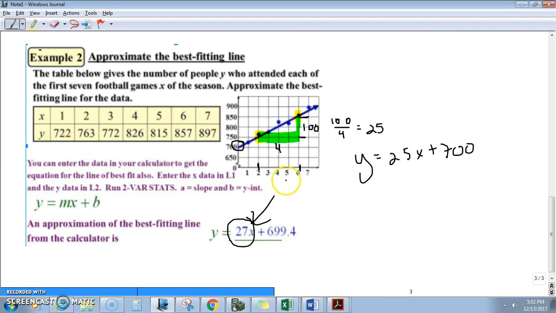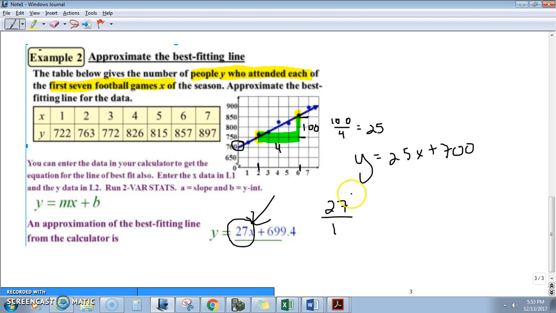If we use the one that the calculator came up with, 27, okay, that's the rise over the run, and it's y over x, right? So it's 27 over 1, really. And what does the y stand for? In this case, the y stands for the first 7 football games. The people, y is the people who attended each. So the amount of people that attended the football game, and x is the number of games, first game, second game, third game, fourth game. Okay. So what does this mean?